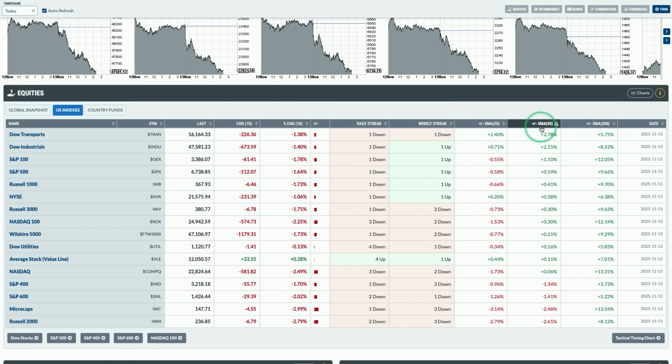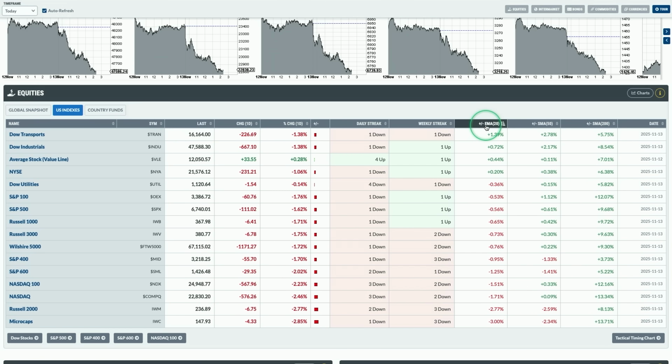We can sort by the 50 to see that the majority of these indexes are also above their 50-day. The only ones that are trading below are the S&P 400 mid-caps and then some of the smaller cap indexes, the S&P 600, micro-caps and the Russell 2000. What I'm watching most closely right now is how we're trading relative to those 20-day exponential moving averages. So we can see that a couple of those indexes, the Dow stocks in particular, are trading above those 20 days.